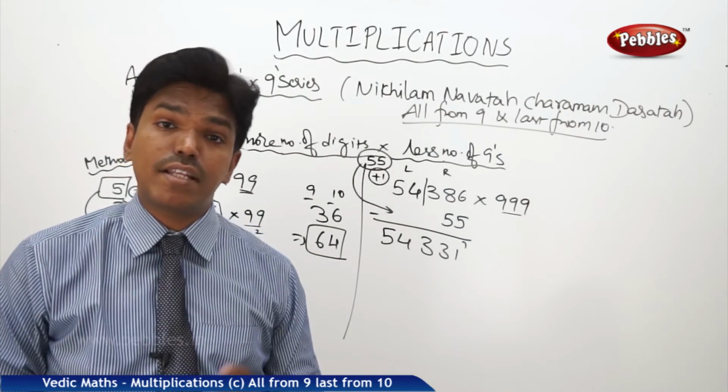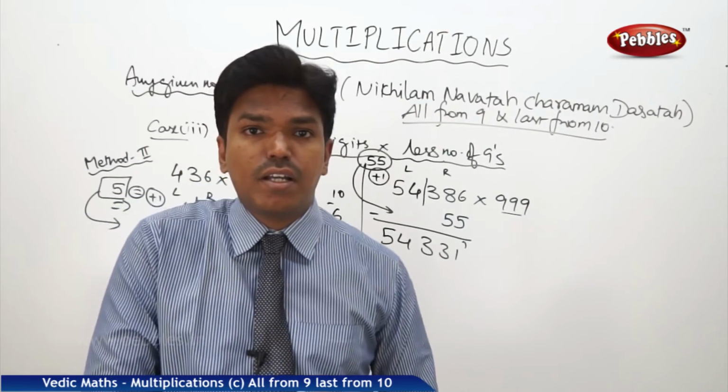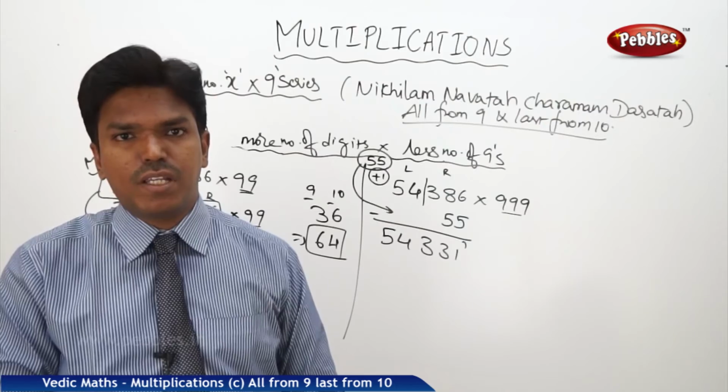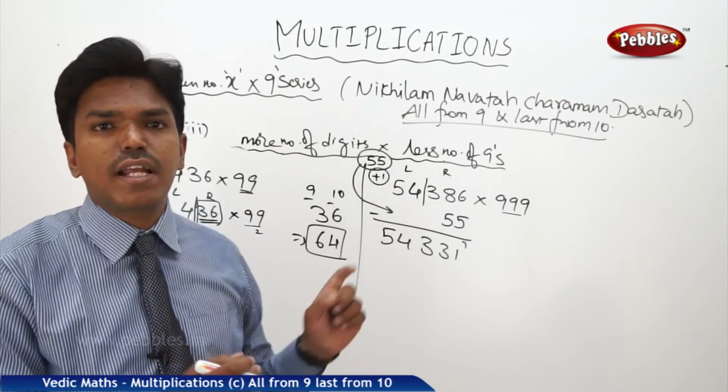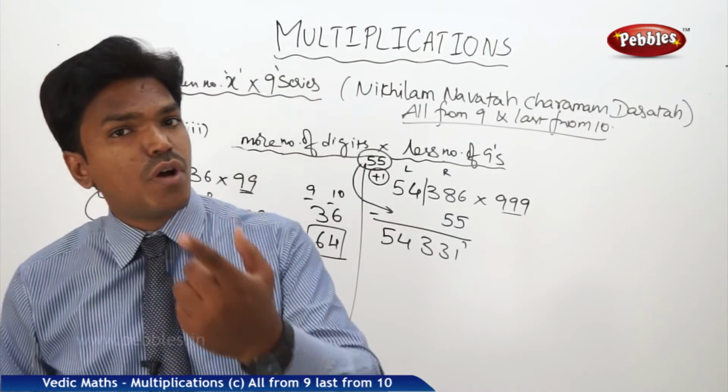But still I have to get the right side part of the answer. Now what do I have to do to get the right side part of the answer? Yes, exactly. We have to go to the right side part of the number in which we did the partition. So what is the right side part of the number here? 386. For that 386, what do I need to apply?